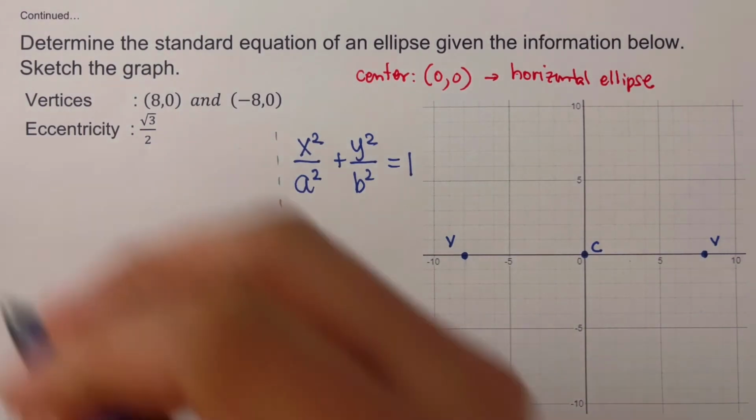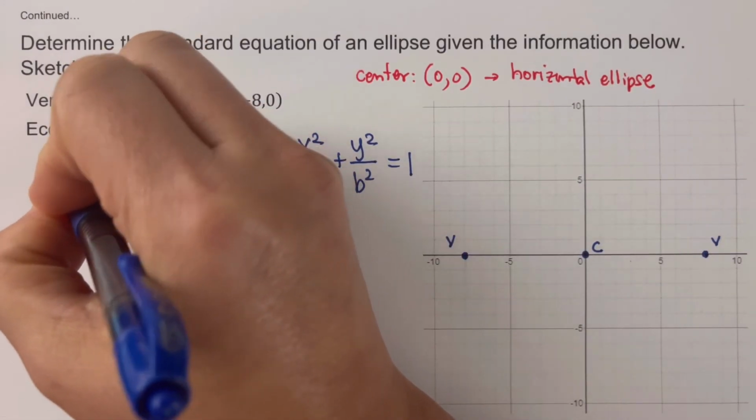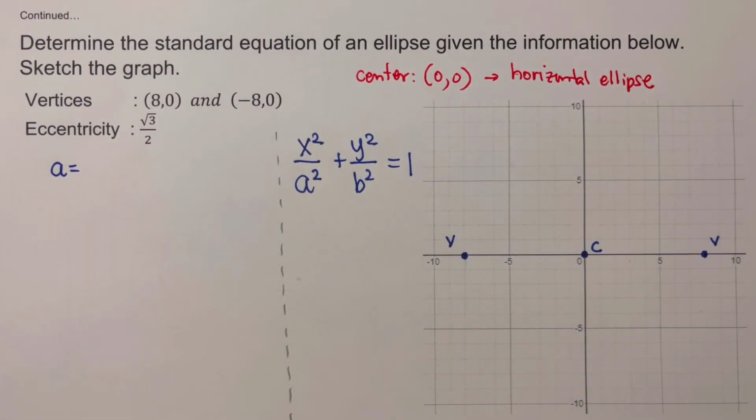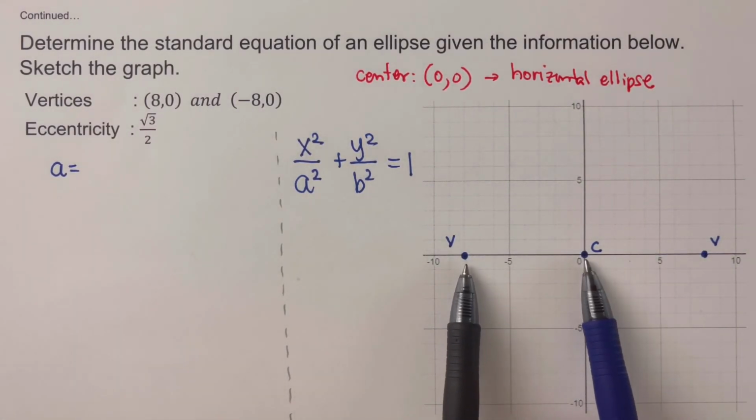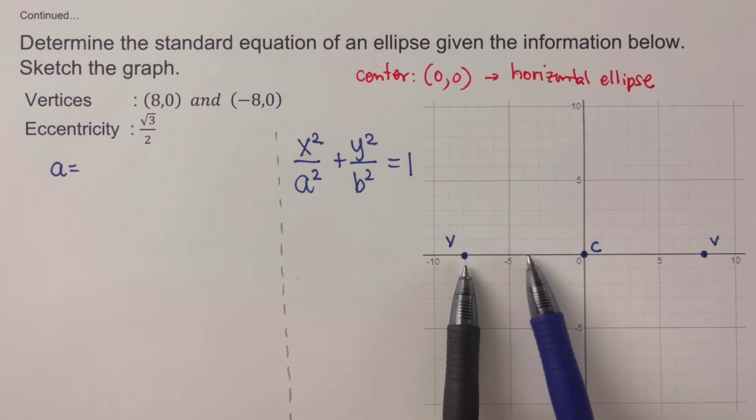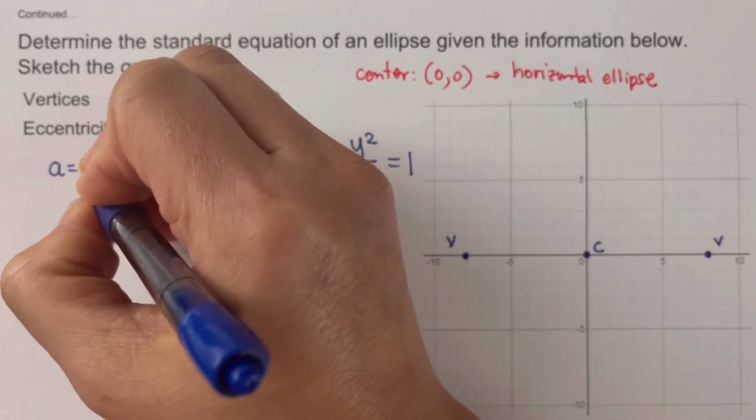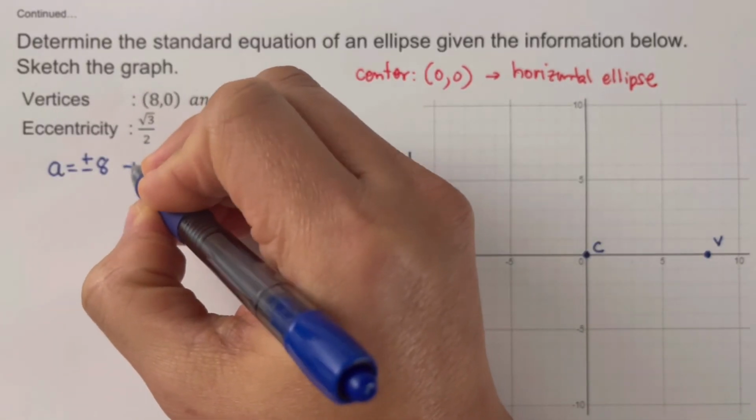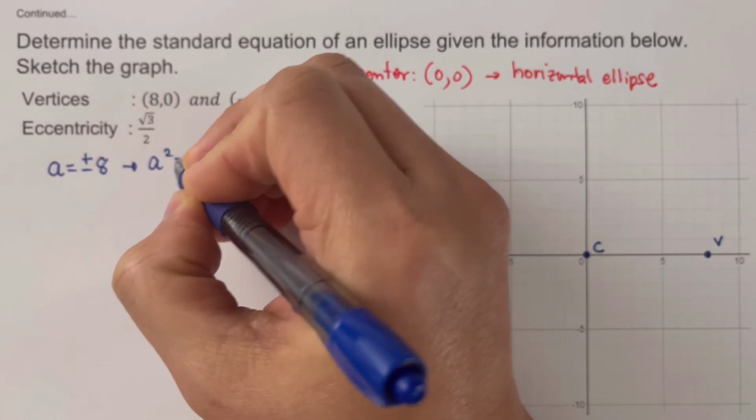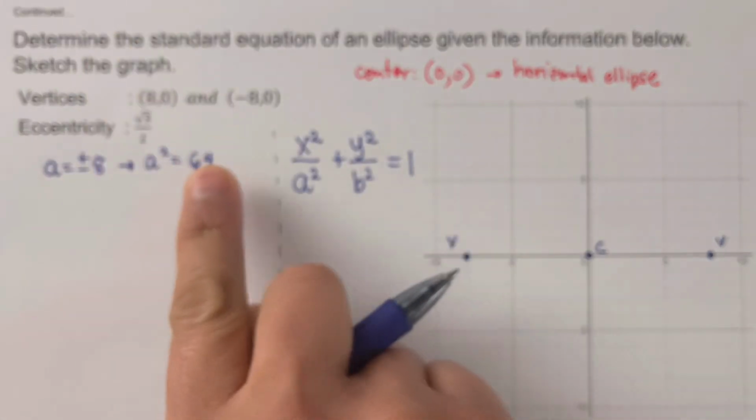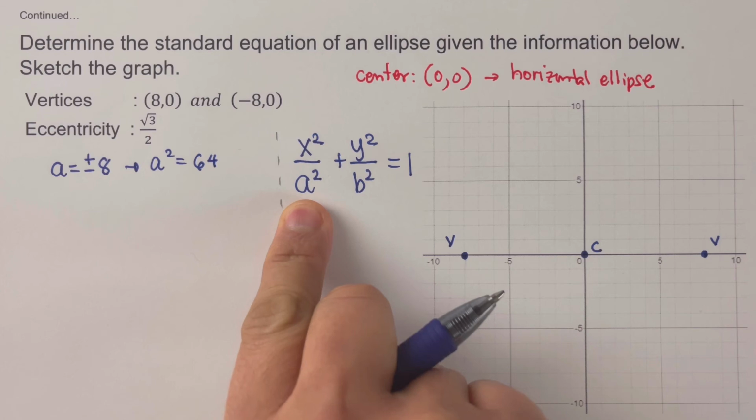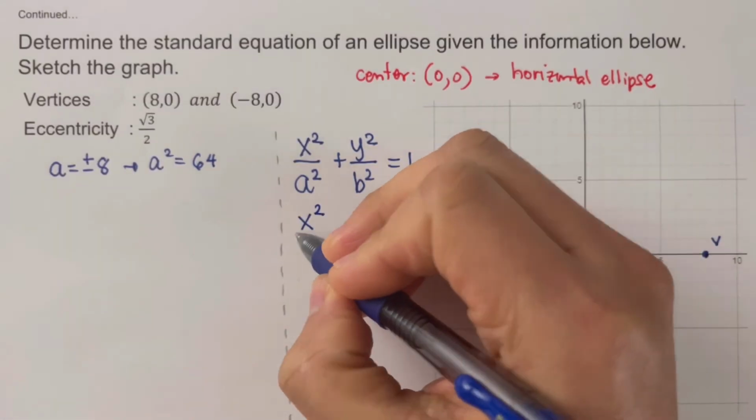Now we remember that our a is actually the distance from the center to the vertex. So we need to use the distance formula to determine the distance between these 2 points, or we can count the distance between them. So that would be 1, 2, 3, 4, 5, 6, 7, 8. So that's a equals plus or minus 8. And so this tells us that our a squared is 64. So I will plug the 64 into the a squared here. And so our equation will come out.